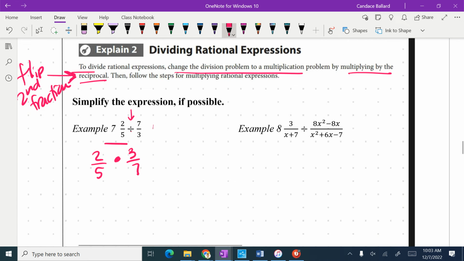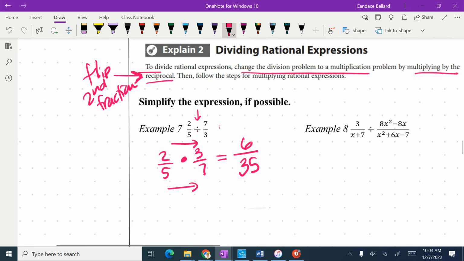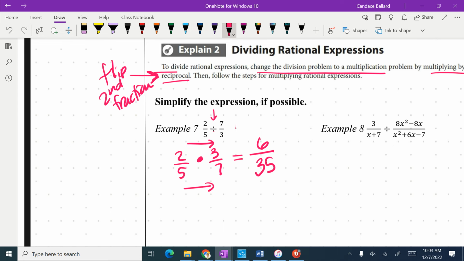I'm going to multiply across the top and across the bottom. There isn't anything in this particular one that cancels. So when I multiply 2 times 3, what do I get? 6. And when I multiply 5 times 7, what do I get? 35. Okay. There is another way for me to write this.